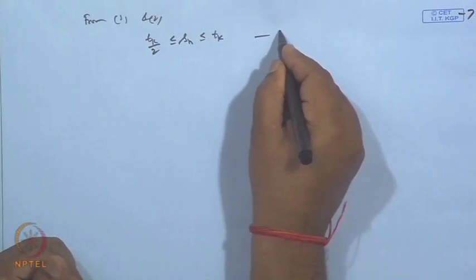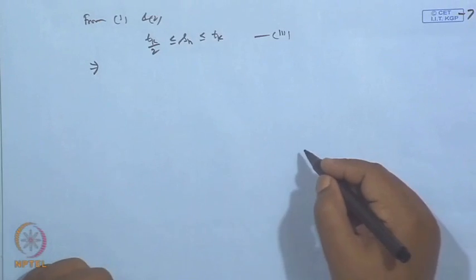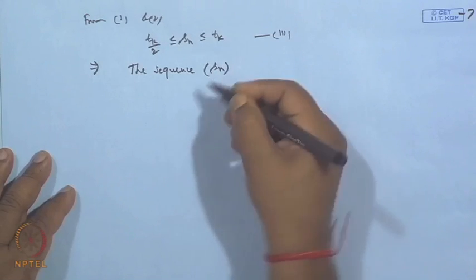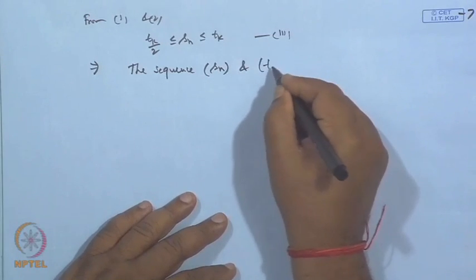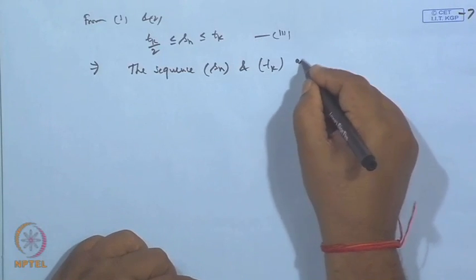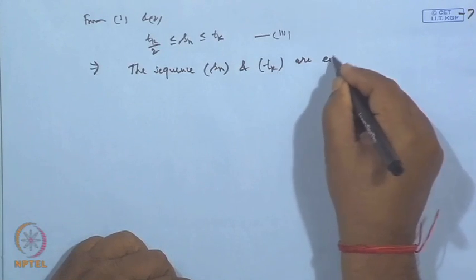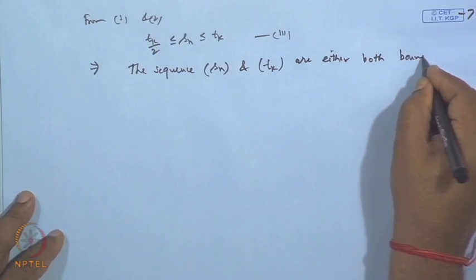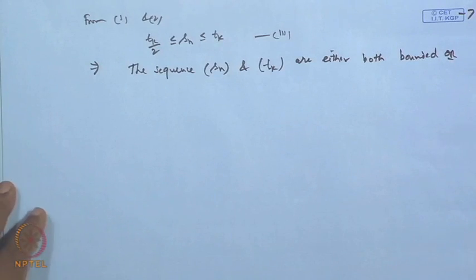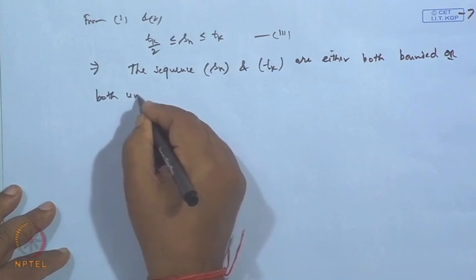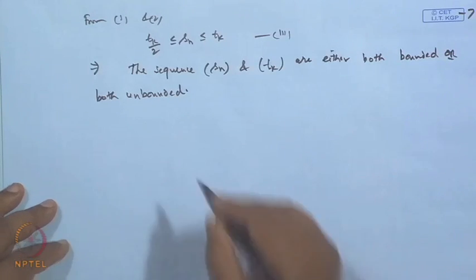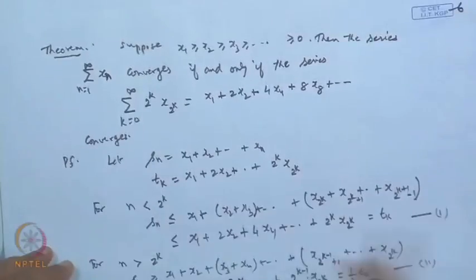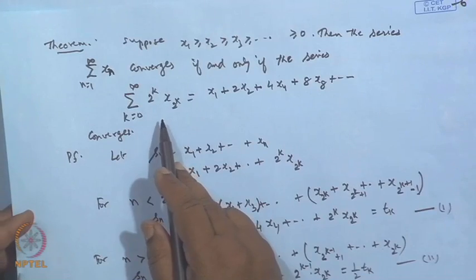So, this third criterion implies that the sequence S n and the sequence T k are either both bounded or both unbounded. That is it. So, once they are unbounded, the result follows. It means the nature of this series converges if and only if this converges. So, if they are bounded, then they will.